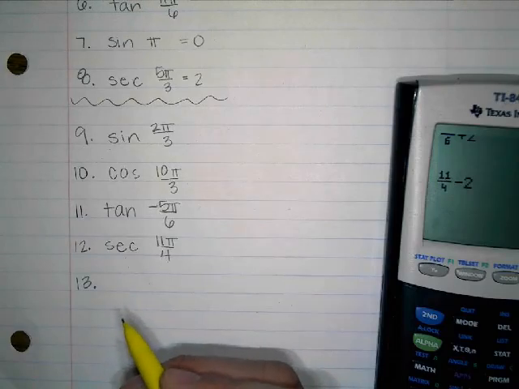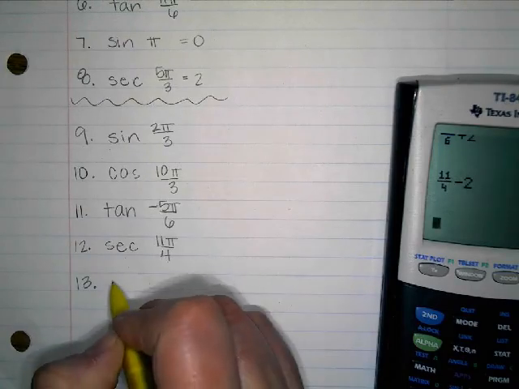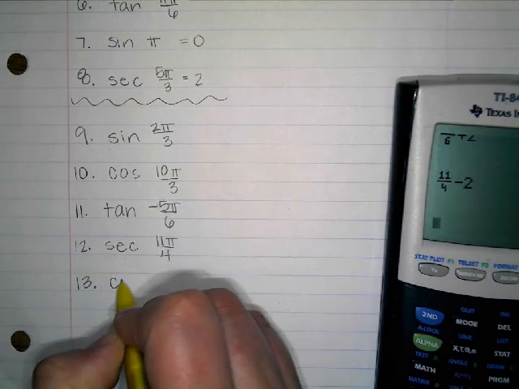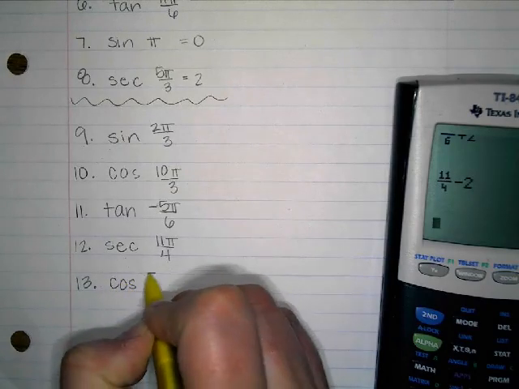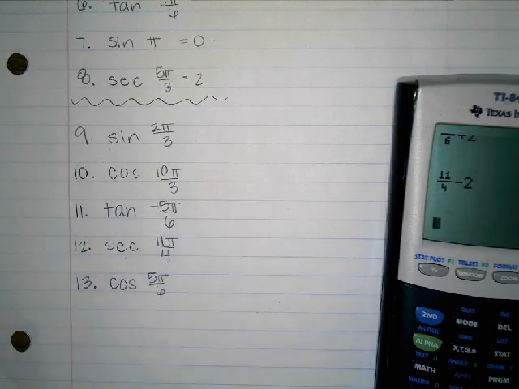Okay, I'll give your brains a break for this one. We'll do cos 5 pi over 6. What is that word right there? What is that?